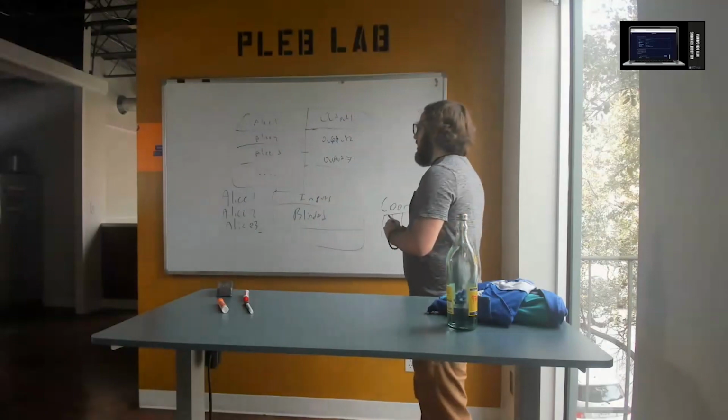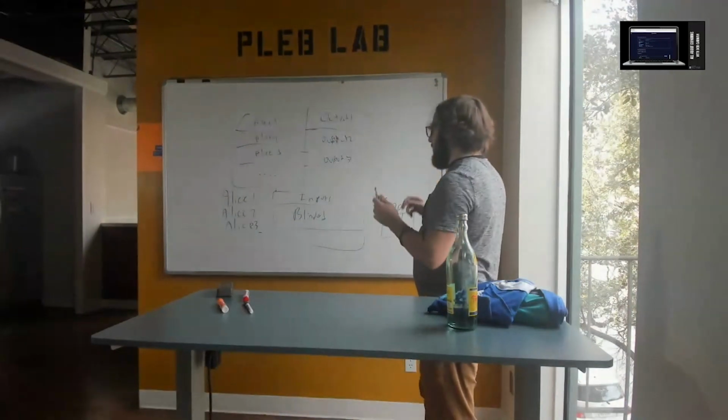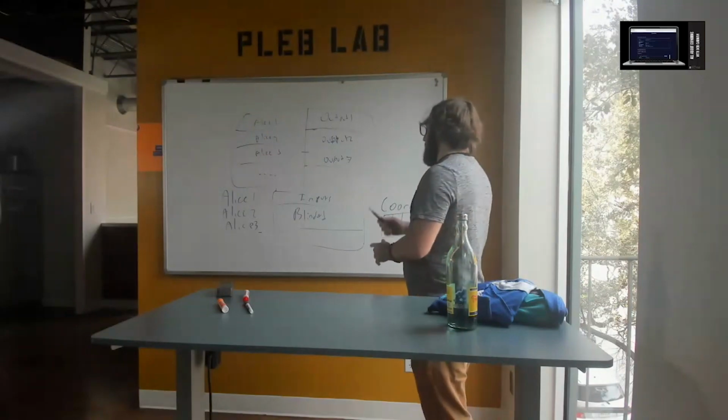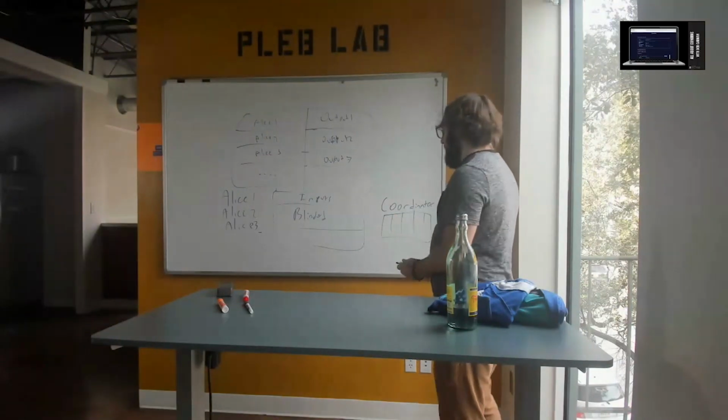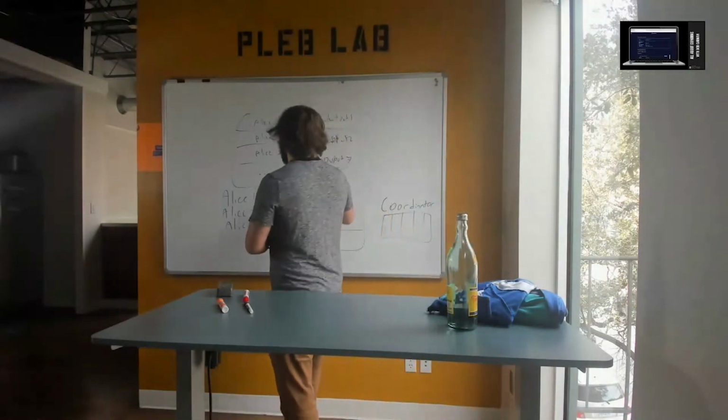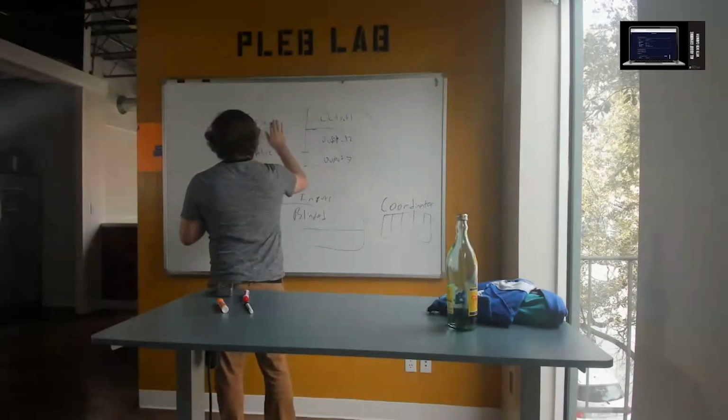So you need a way to have, quote unquote, skin in the game here, so people can't just register and stop the round. A problem here is that if Alice, say this Alice 1, has two inputs.